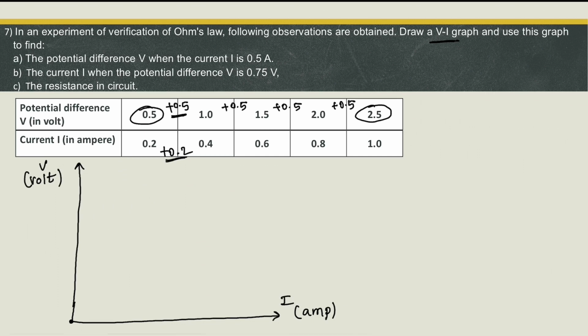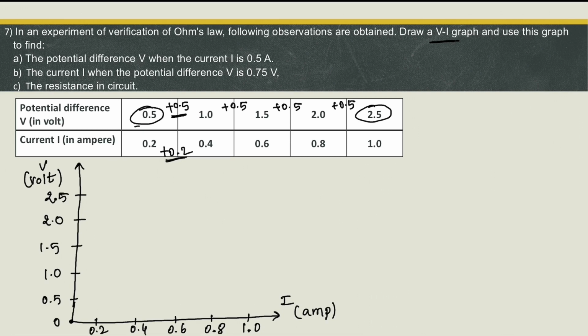Okay, so on y-axis we can take these readings or these values in equal interval: 0, then 0.5, 1.0, 1.5, 2.0 and 2.5, and the current interval on x-axis will be 0.2. So we start with 0, then 0.2, 0.4, 0.6, 0.8 and 1.0. Alright, now let us mark these points on the graph.